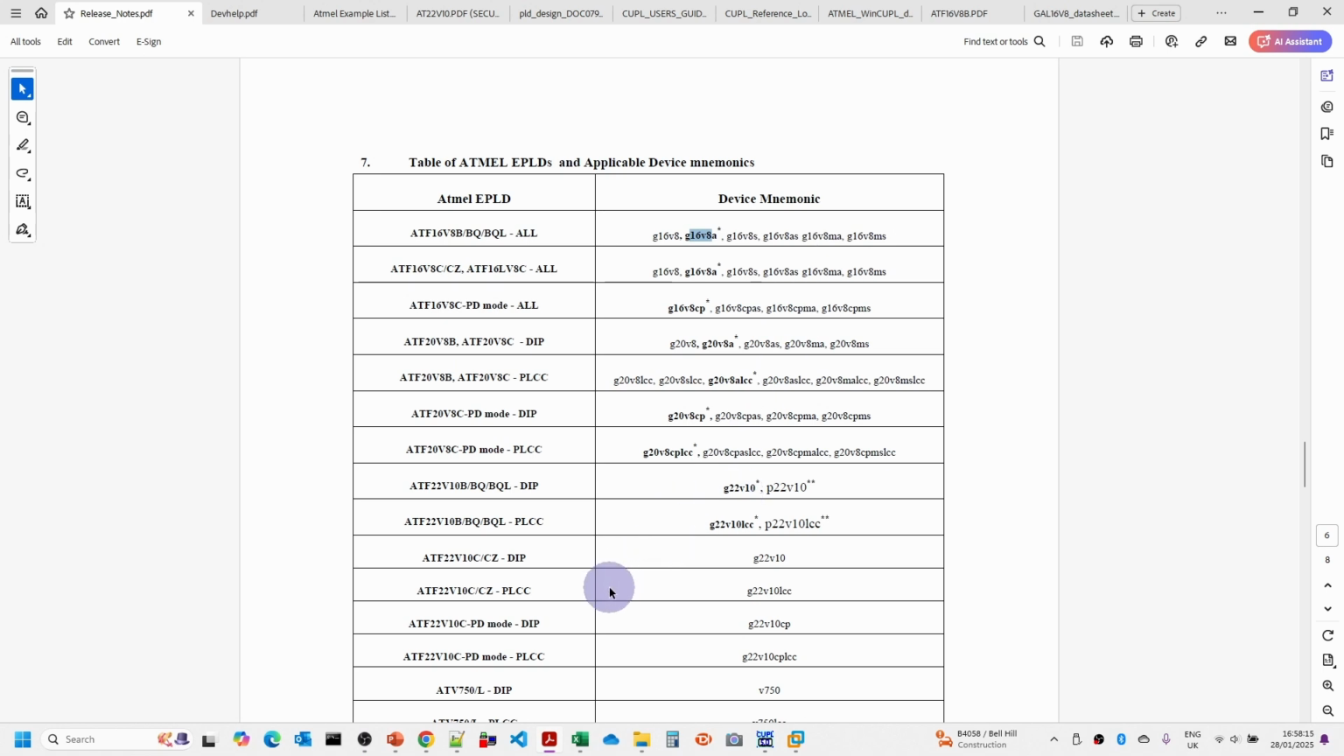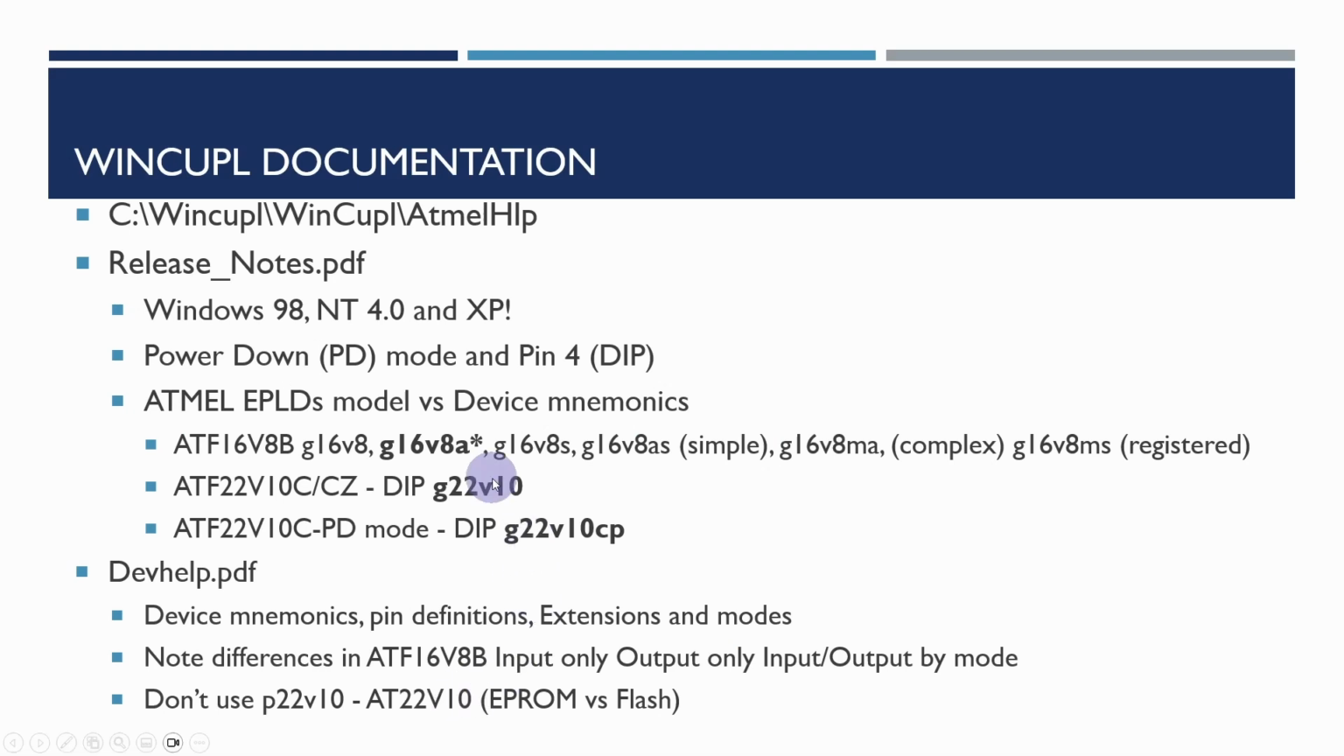Then we've also got down here the ATF22V10C, which is again the other chip, and this is much simpler. We just have to worry about the G22V10. So this just summarises. Windows XP is the last version, includes information about the power down mode, particularly pin 4. If you do use a power down, then you need to make sure pin 4 is handled appropriately.